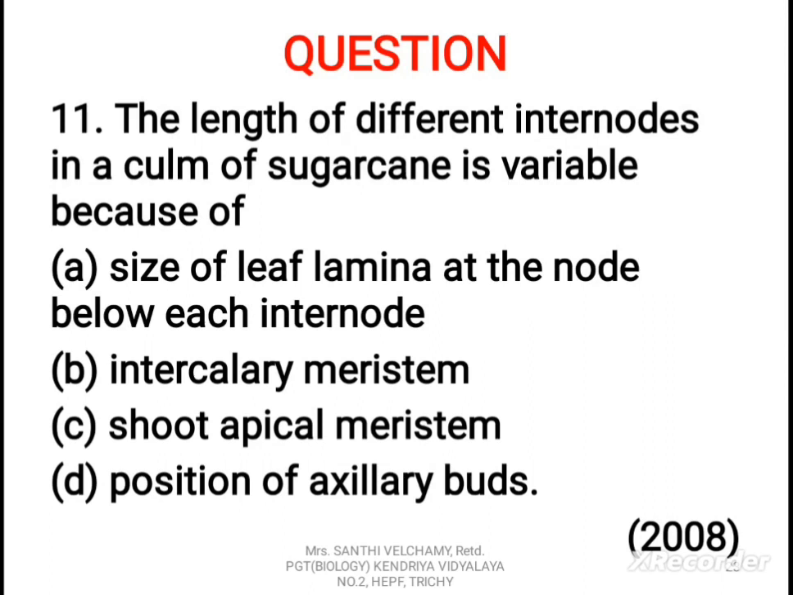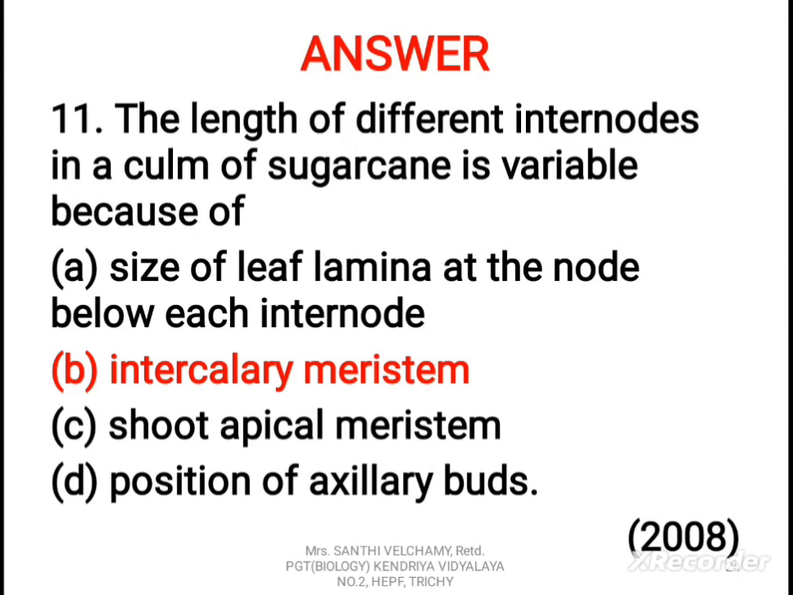11th one. The length of different internodes in a culm of sugarcane is variable because of: A. Size of leaf lamina at the node below each internode, B. Intercalary meristem, C. Shoot apical meristem, D. Position of axillary buds. The correct answer is B, intercalary meristem. The internode is a part of a plant stem between two adjacent nodes. Intercalary meristem is internodal in position and is found in the stem of grasses and other monocotyledonous plants.